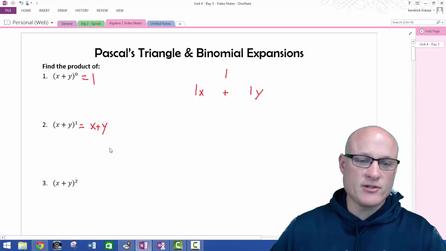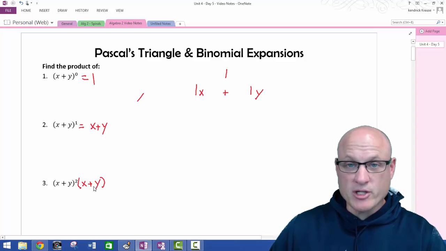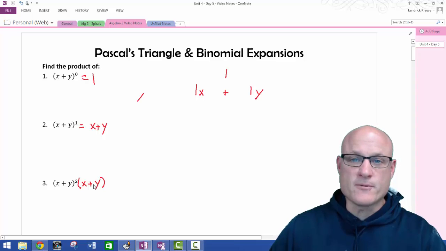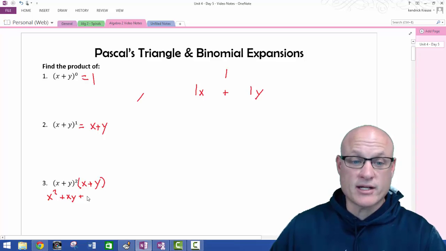Okay. Now let's do x plus y squared. I think we've talked about this before. When you have this, you're just going to have a binomial times a binomial, which means we're going to double distribute. It used to be called FOIL, and for those of you whose teachers still teach FOIL, it's the same thing: first, outer, inner, last. We're going to multiply x times x, and we get x squared. We multiply x times y and get xy. We multiply y times x and get xy again. And then we finally multiply y times y and get y squared.